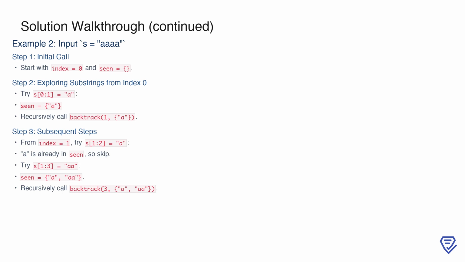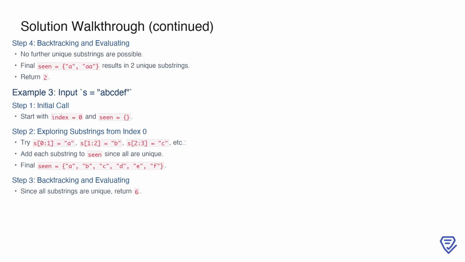The process of exploring substrings and backtracking continues as we attempt to form new unique substrings while ensuring no duplicates are added. After exhausting all possibilities, we find that no additional unique substrings can be formed beyond {A, AA}. Thus, the total number of unique substrings for this example is 2.